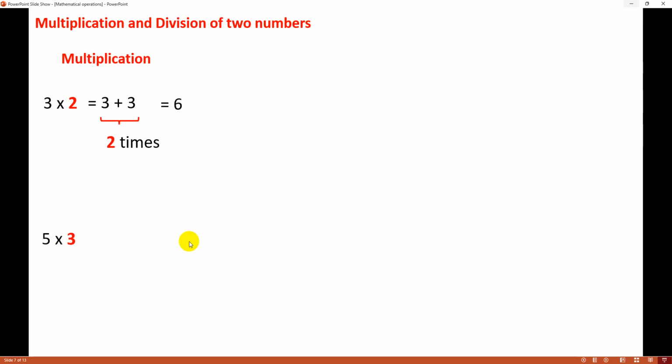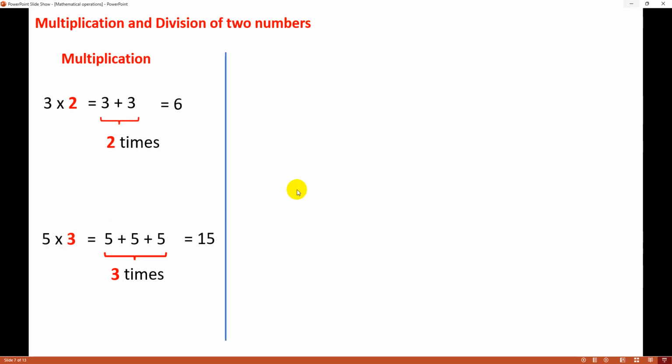5 times 3, you're going to add the 5 three times by itself. 5 plus 5 plus 5. And the result is 15. 5 plus 5, 10. 10 plus 5, 15. Of course, you're encouraged to review the multiplication tables, where you memorize basically all these multiplications.